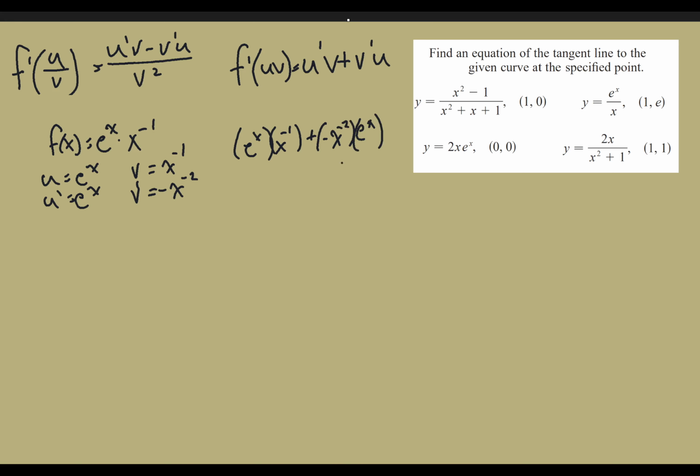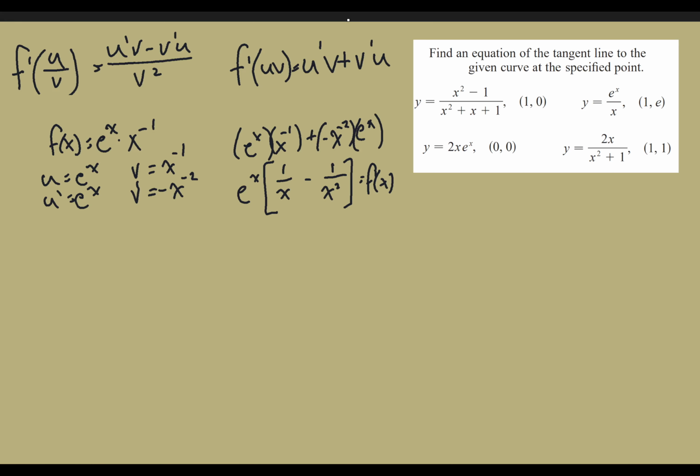That's our u value. So we can factor out an e to the x, and we get a 1 over x minus 1 over x squared. And that's our f prime of x. You with me so far? Okay. Let's have a peek at what they want.